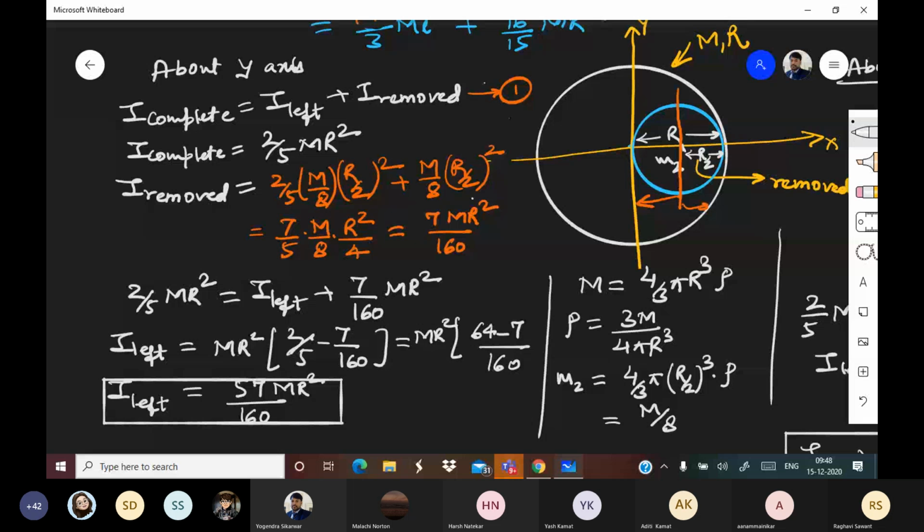Imagine a solid sphere. Now y-axis is the tangential axis. It is not passing through the sphere. Z-axis is also the tangential axis. It is not passing through the sphere. So basically both y and z are tangential to the sphere. And if both are tangential, that means both will behave the same.